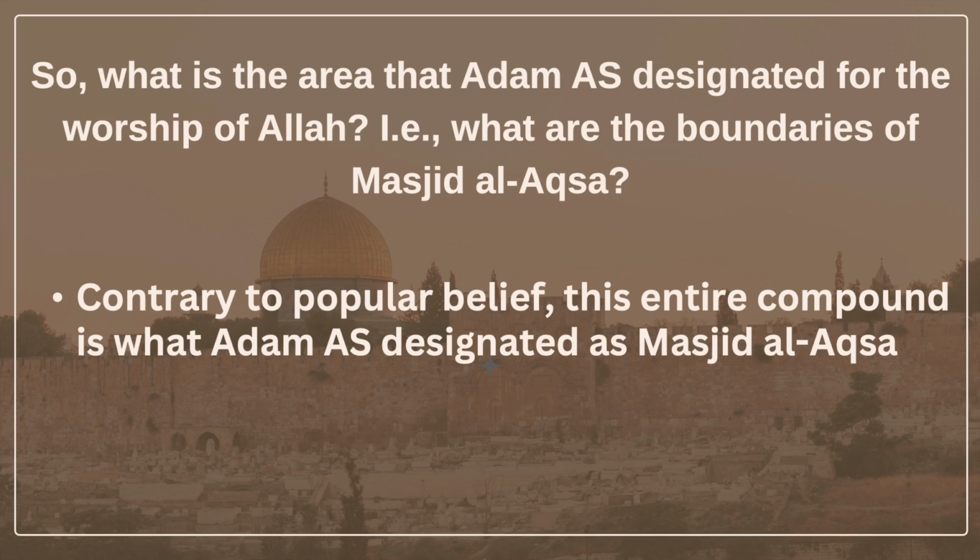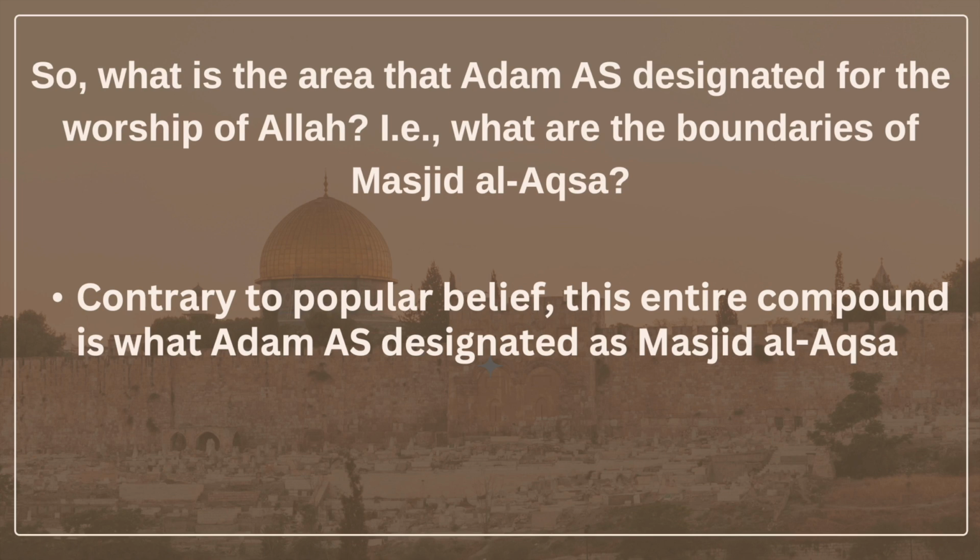scholars, who designated a piece of land for the worship of Allah, and that land is referred to as Masjid al-Aqsa. So what is the area that Adam alayhi salam designated for the worship of Allah, i.e. what are the boundaries of Masjid al-Aqsa? Where does Masjid al-Aqsa start from and where does it end?